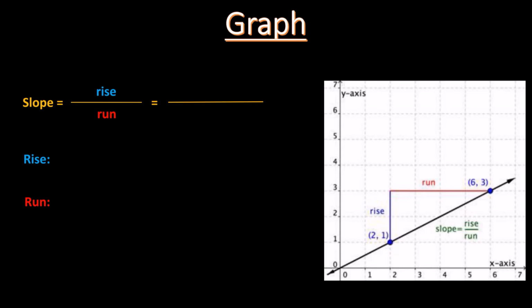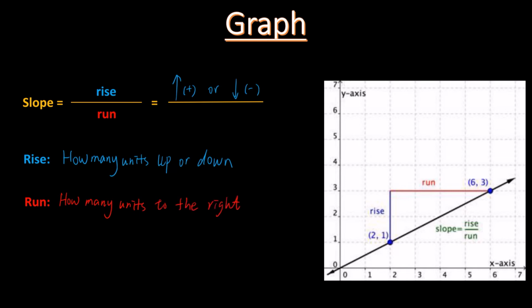How do we find the slope using a graph? We can use rise over run. The rise is how many units up or down. If it is going up, then the numerator is a positive number. If it is going down, the numerator is a negative number. Run is how many units to the right, and the denominator is always going to the right, and it is a positive number.